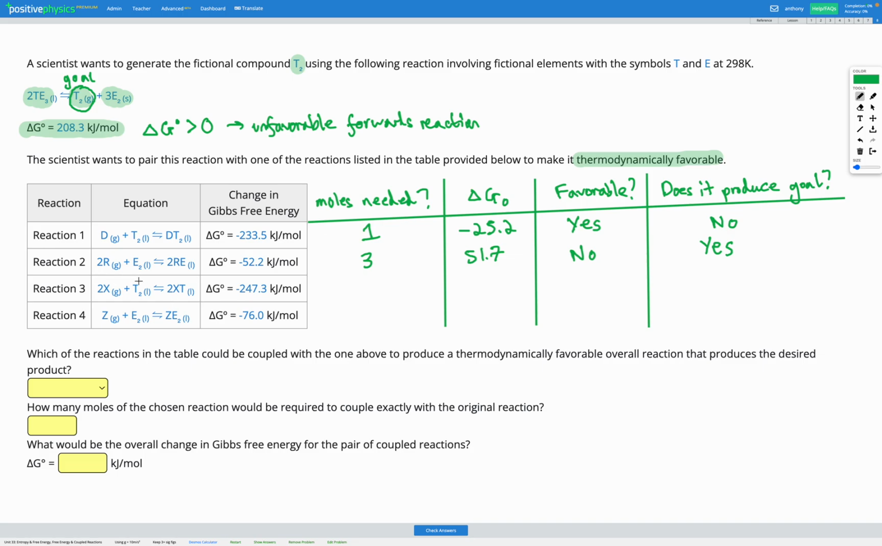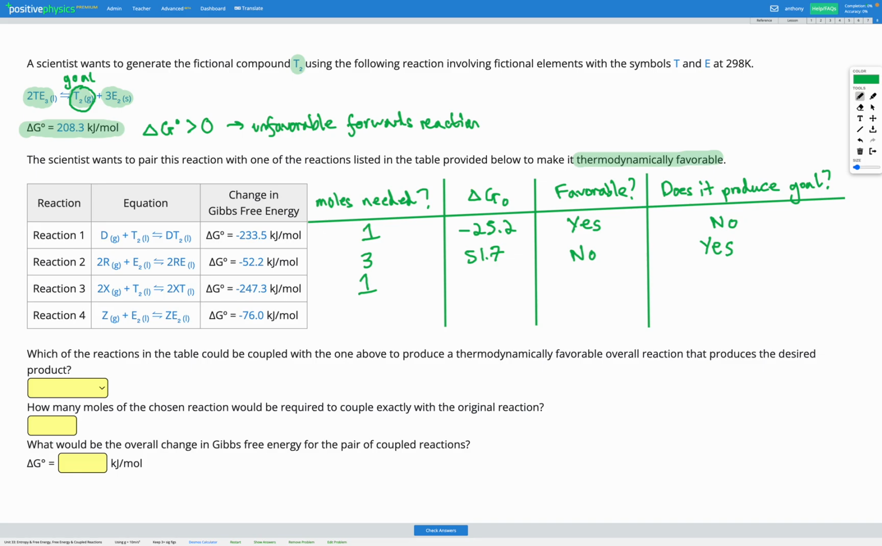Okay, let's look at reaction 3 now. Reaction 3 has 2x plus T2 producing 2xt. So it uses up the T2 from the question. In the question, we have 1 T2 produced, and in our reaction 3 here, we have 1 T2 used up. So we would only need 1 mole of this reaction.